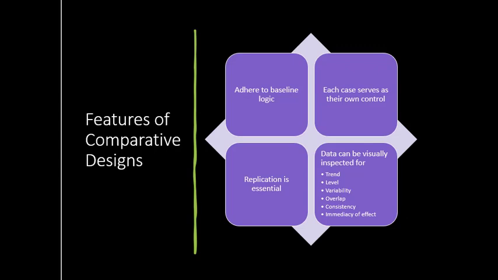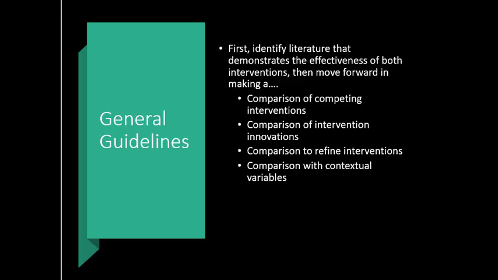Four main features of comparative designs are that they adhere to baseline logic, which involves the repeated measurement of behavior through direct observation across two adjacent conditions. Each case serves as their own control. Replication is essential to documentation of experimental control. Data can be visually inspected for trend, level, variability, overlap, consistency, and immediacy of effect. Three demonstrations of effect at three points in time are needed to document a functional relation.